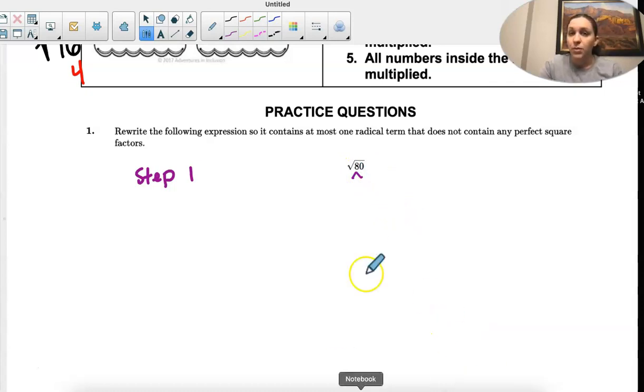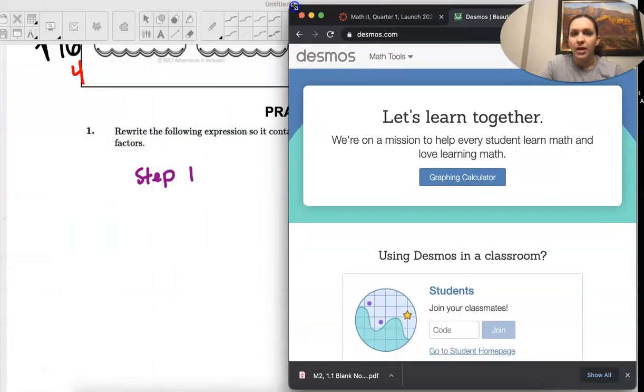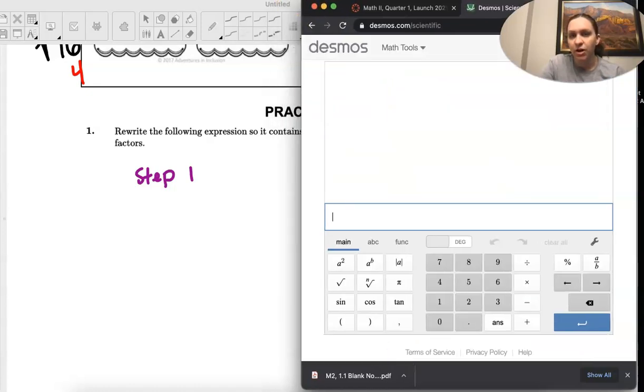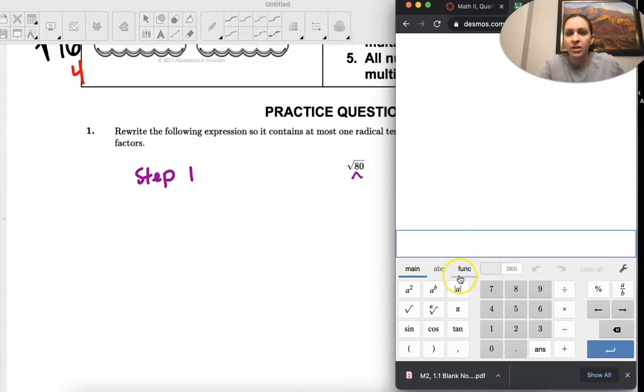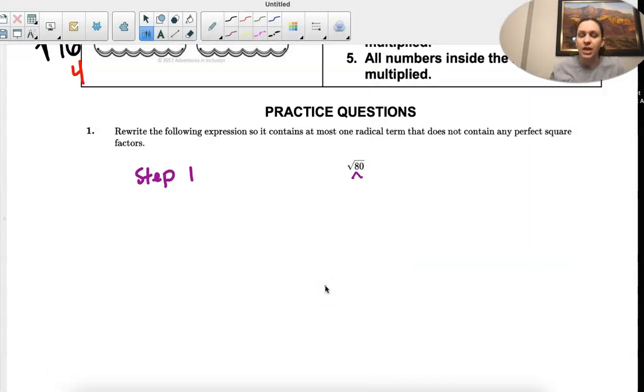So you might need a calculator for some of these if you don't know your times tables very well. If you do, this is going to go a lot faster. But if you need a calculator, go to Desmos, and we're going to use the scientific. You can always use the graphing though if that's one you're comfortable with. So I'm just going to start dividing by 2 because 2 is a prime number. Prime numbers are those numbers that can't be simplified down anymore.